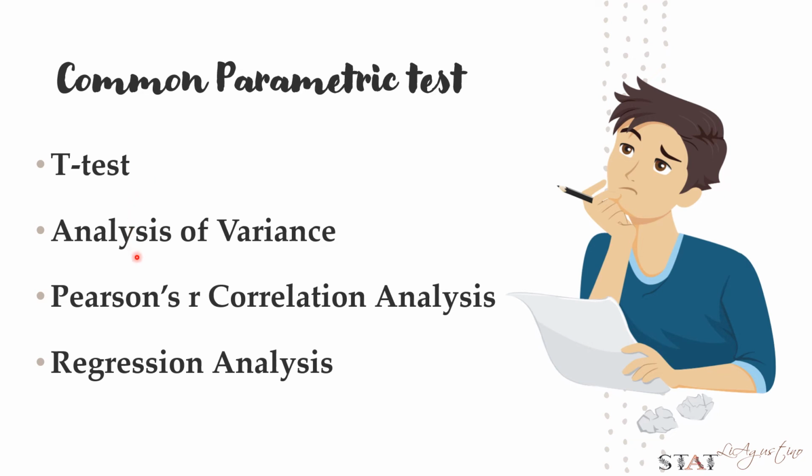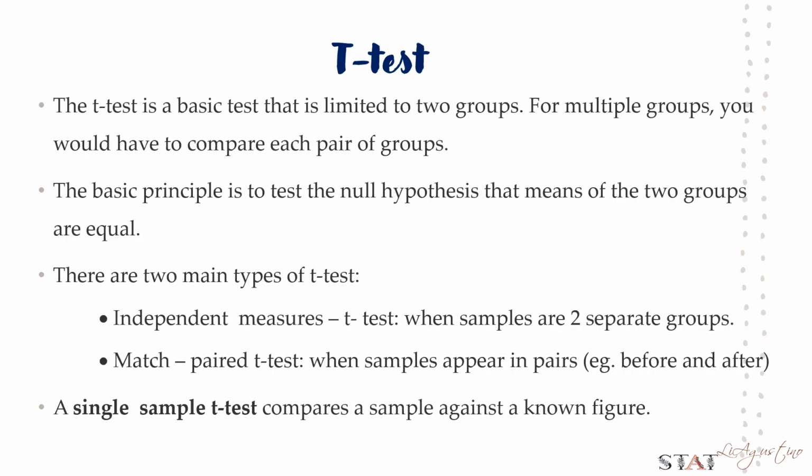And then analysis of variance, the Pearson correlation analysis, and then the regression analysis. So to review, the t-test is a basic test that is limited to two groups. For example, if you would like to compare two groups. For multiple groups, you would have to compare each pair of groups. The basic principle is to test the null hypothesis that the means of the two groups are equal.